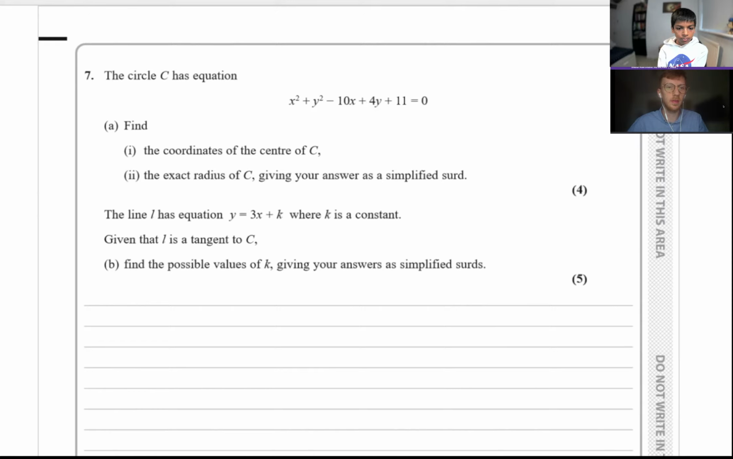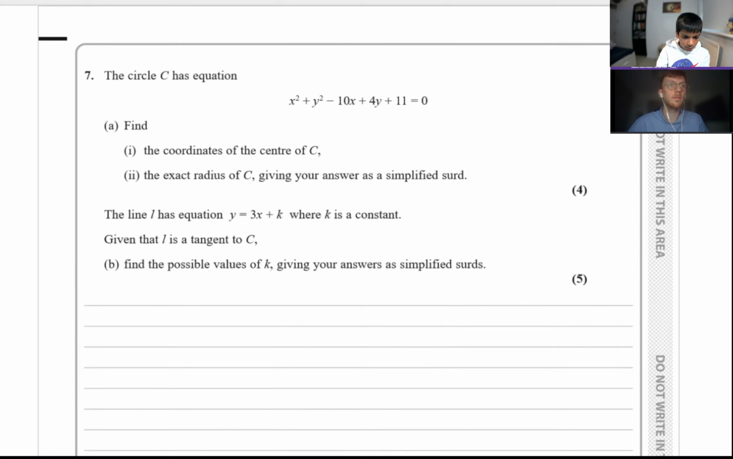Good, so question 7 says the circle C has equation x squared plus y squared minus 10x plus 4y plus 11 equals 0. And part A wants us to find the coordinates of the centre of the circle C and the exact radius, giving our answer as a simplified surd. For part B, the line L has equation y is 3x plus k, where k is a constant. And given that L is tangent to C, find the possible values of k, giving your answers as simplified surds.